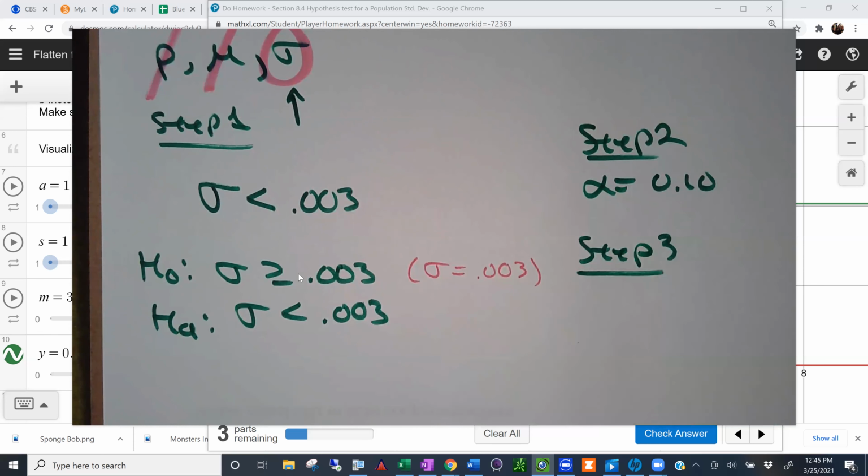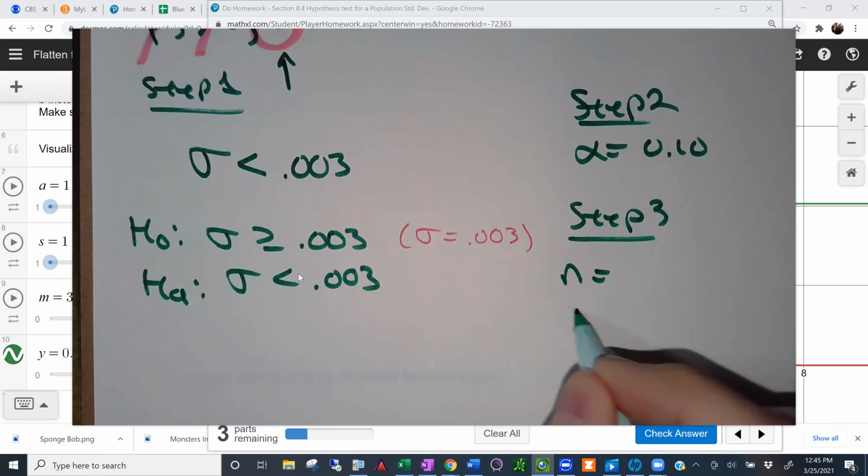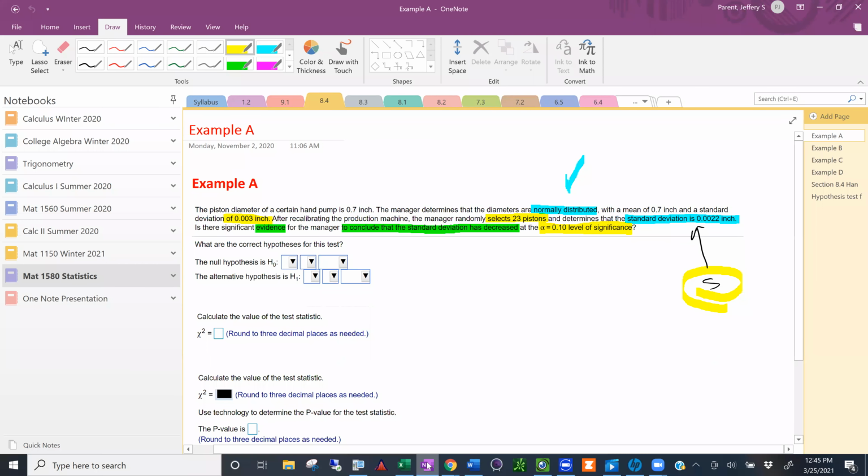In step three, let me just write down a few of the things that I think I'll need to know. I'll need to know N, and I'll need to know S. You're going to have to look through this problem carefully and decide, what information do I need to know? Okay. I need to know N and S. Can anyone give me either of those values? N is 23. N is 23, good. How about S? What am I going to use for S? 0.0022. Yeah, exactly, right here. 0.0022.